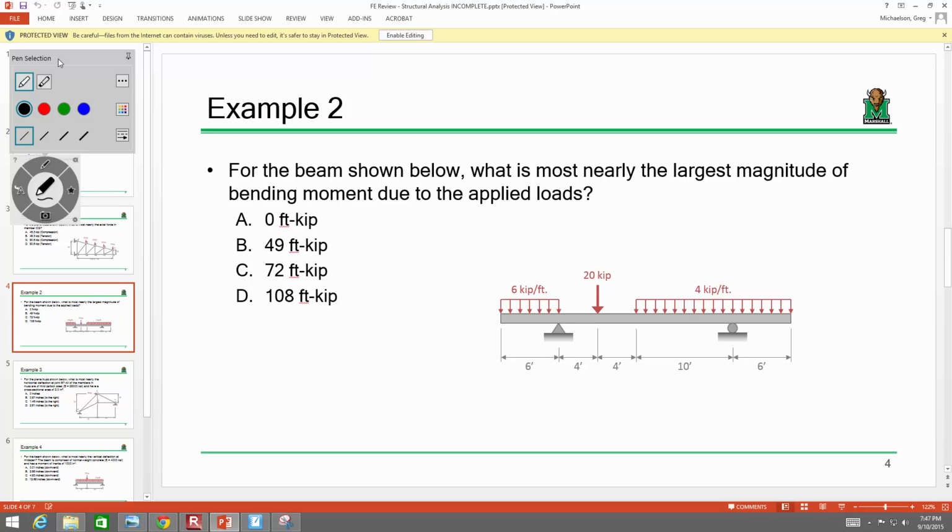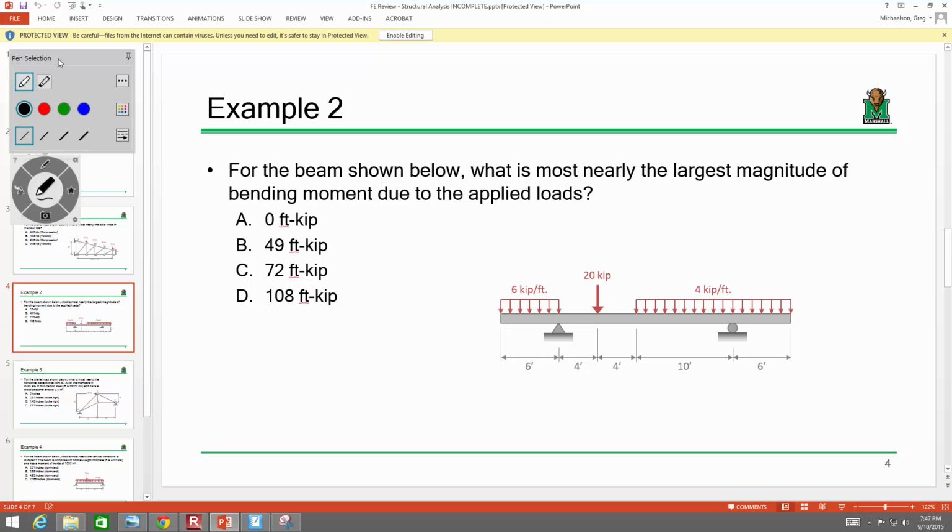All right, so now we're going to look at another type of internal force calculation, which is shear and moment. So the problem's asking, let's go through this. For the beams shown below, what is most nearly the largest magnitude of bending moment due to the applied loads? What's not the answer? 0. That one's just right off the bat, that doesn't make any sense. But these other ones are a little more difficult. Shear and moment's not really something that's easy to just eyeball. You really just need to go through the motions.